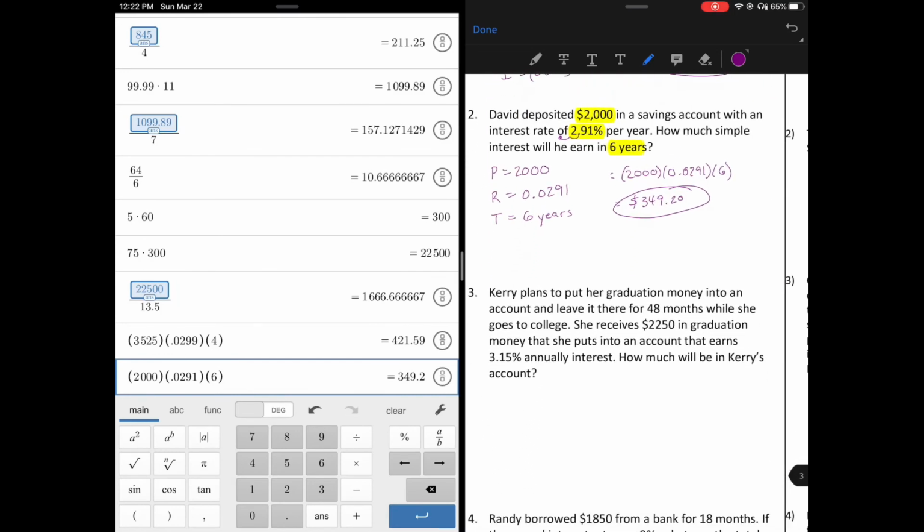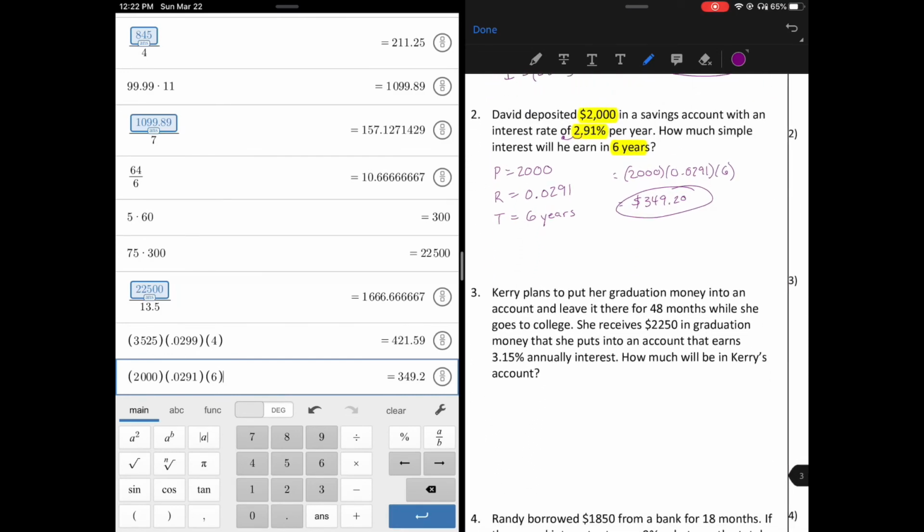Our next problem, number 3, says that Carrie plans to put her graduation money into an account and leave it there for 48 months. So that's your time. While she goes to college, she receives $2,250 in graduation money that she puts into an account that earns 3.15% annually interest. How much will be in Carrie's account?